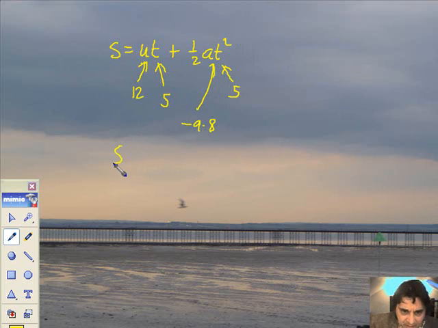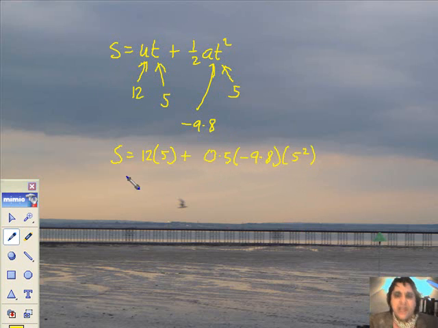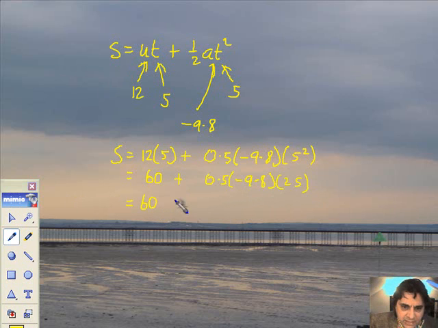So substitute carefully. s equals 12 times 5 plus a half, that's 0.5, times the acceleration, minus 9.8, times 5 squared. That's how I recommend you set it out. Well, let's do it in bits. 12 fives are 60 plus 0.5 times minus 9.8 times 25, because 5 squared is 25. So again, I'm not going to rush this. I want to get it correct.